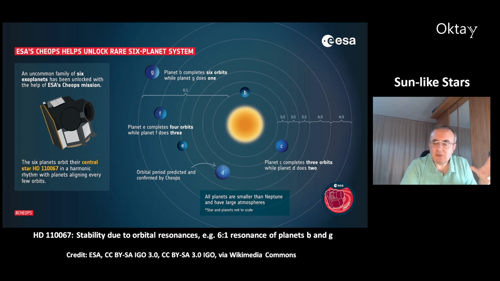This is an overview of the system HD 110067. The stability of the system is due to orbital resonances. For example, 3:2 between planet b and c, 3:2 between planet c and d, and the innermost planet, planet b, has a 6:1 orbital resonance with the outermost planet g. That explains the stability of the system, HD 110067.